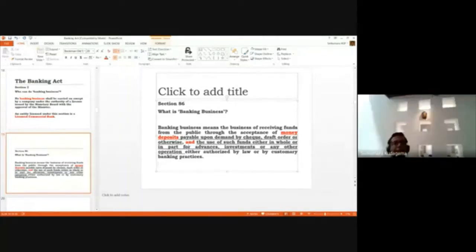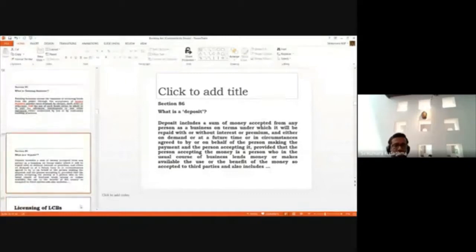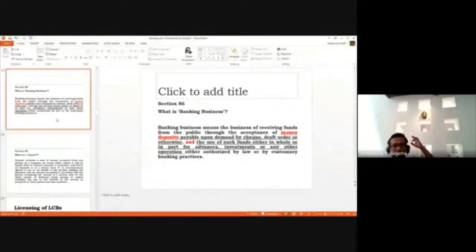You collect deposits and use such funds to give advances, and you may invest that money in certain things. But it's an integral part of this definition that you are collecting monies payable upon demand and using that money for your loans and advances and investments, etc. This is banking business. No one can do this without a license. In other words, you can't collect money from the general public which is payable on demand and invest that money anywhere unless you have a license issued by the central bank. Right? That is the explanation here. Any question on this? Any question on banking business?